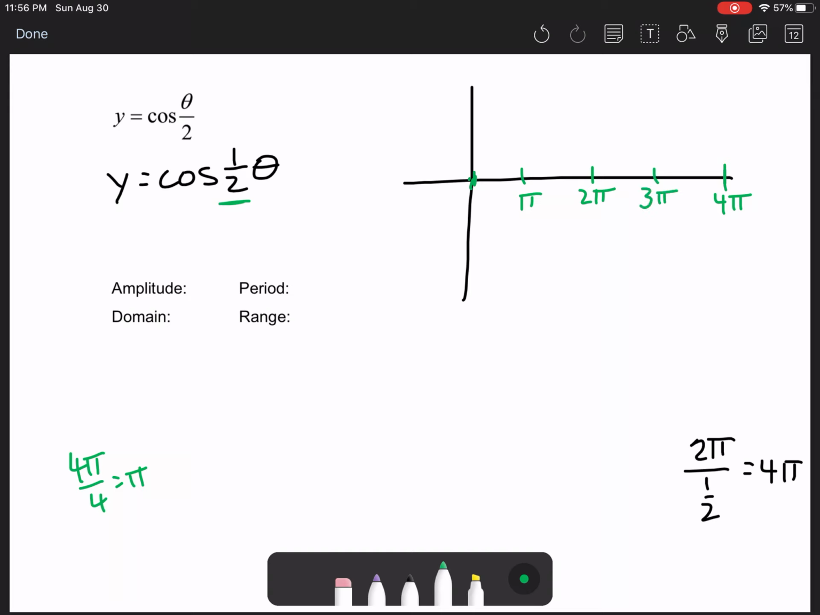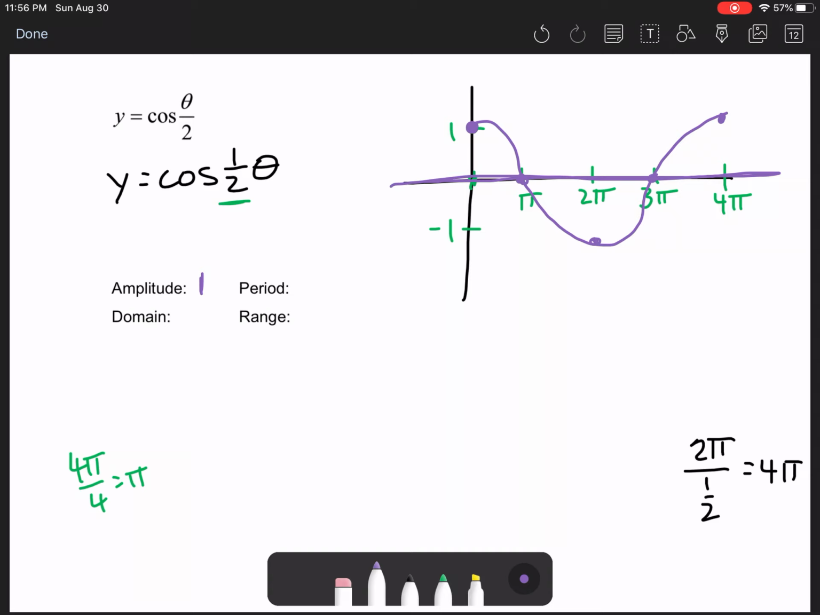No a in front, so we're only going up 1 and down 1. Then I'm going to put my cosine curve on here. So we start at 0, 1, go down 1, down another 1, up 1, and back up. And here is a complete cosine curve. It has been stretched. So the amplitude is still 1. Our midline here, this is the middle of our graph. We're going up 1, down 1.